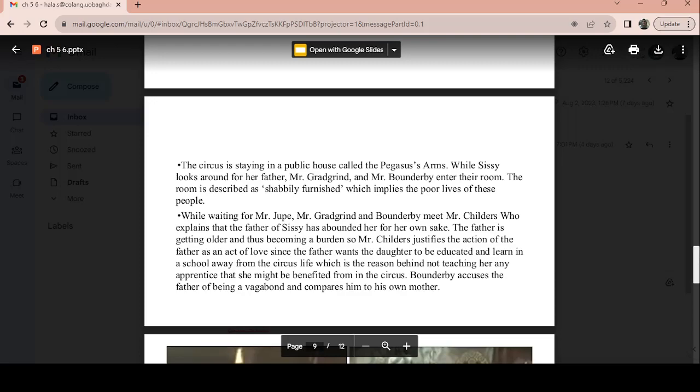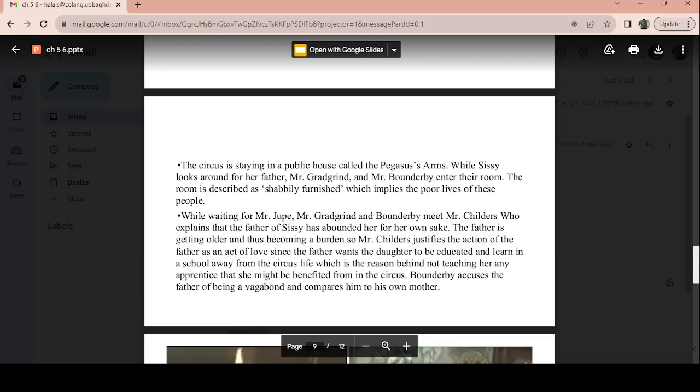So the circus is staying in a public house called the Pegasus Arms, while Sissy looks around for her father, because Mr. Gradgrind asked her about the place of her father. Mr. Gradgrind and Mr. Bounderby enter their room. The room is described as shabbily furnished, which implies the poor lives of these people. So they don't have a house.